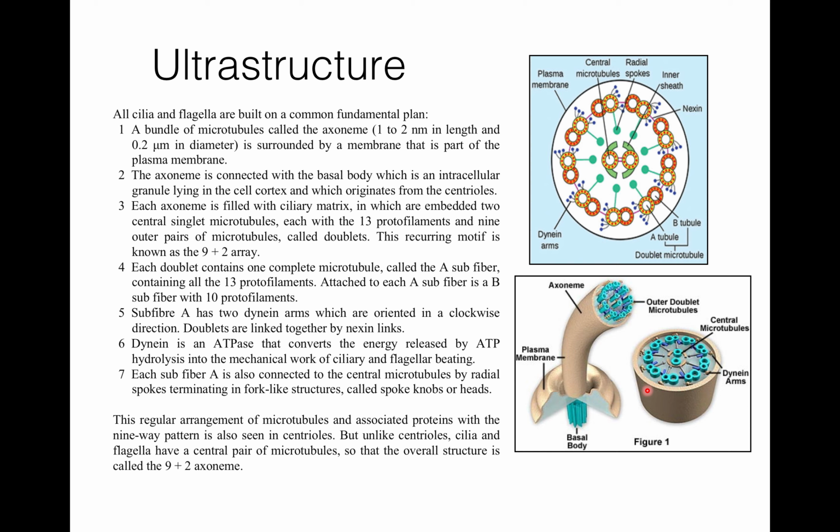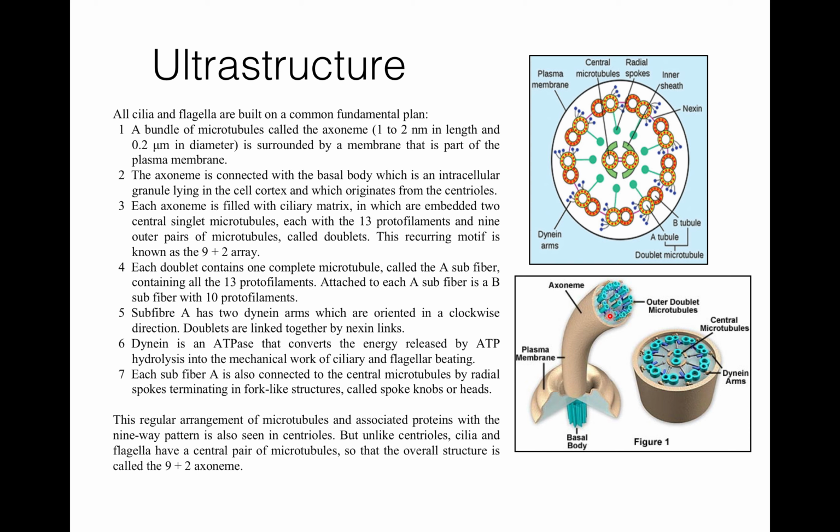The second part is the axoneme, or axial filament. It is the central and contractile part, a bundle of microtubules. The axoneme is connected with the basal body, which is an intracellular granule that lies in the cell cortex and originates from the centriole.